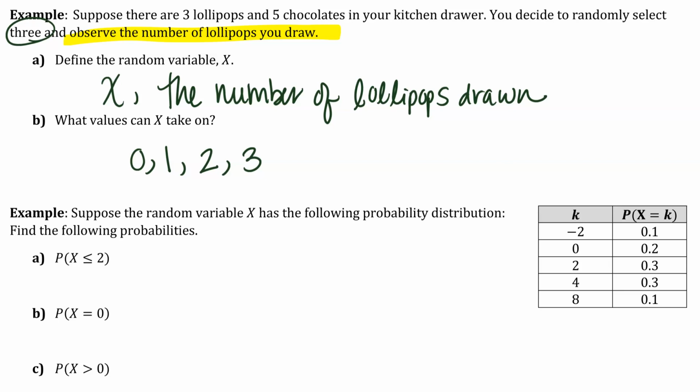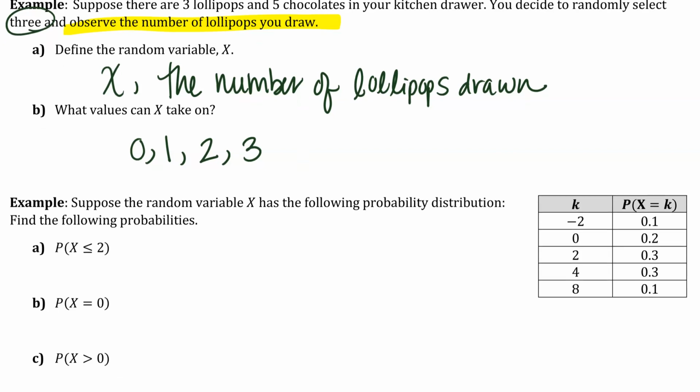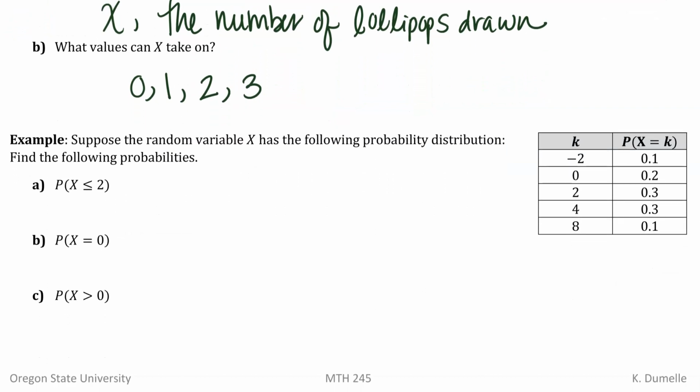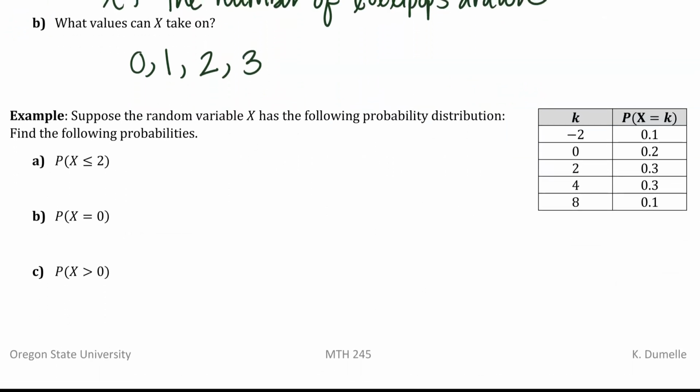So this is starting to create a probability distribution. Now, if we were to actually do this experiment and calculate all the probabilities, that would be quite a bit of work, but it could end up looking something like this, where we record our results in a table. Here are the values that x can take on, and then here are their associated probabilities. So let's try the next example. Suppose the random variable x has the following probability distribution. Find the following probabilities.